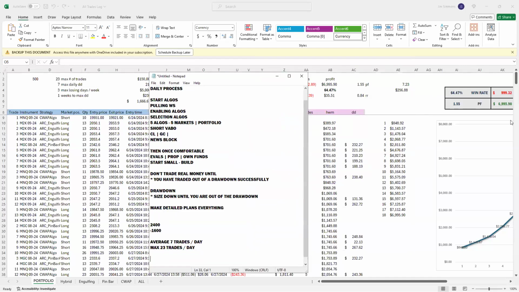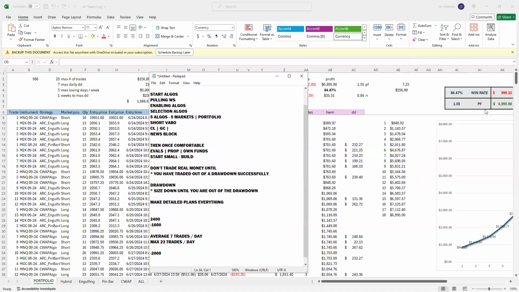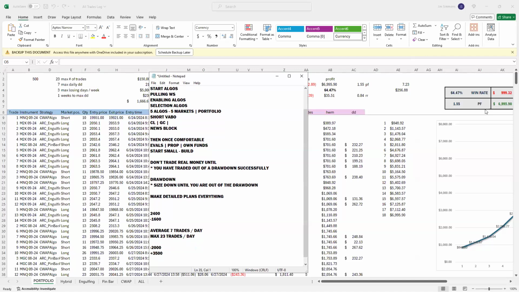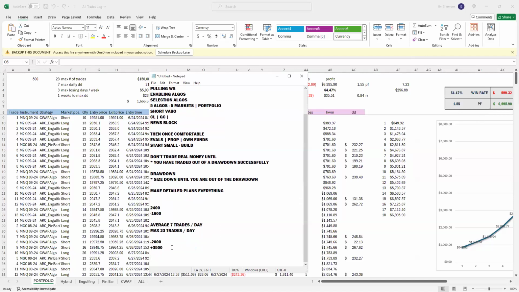And then we're going to plan on max drawdown in a month being about 2,000 in this case, and we can make roughly up to 3,500. So you look at these numbers and you say, cool, I can trade a 50K.